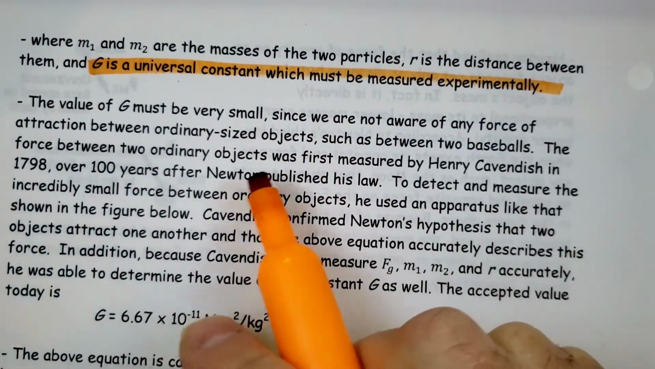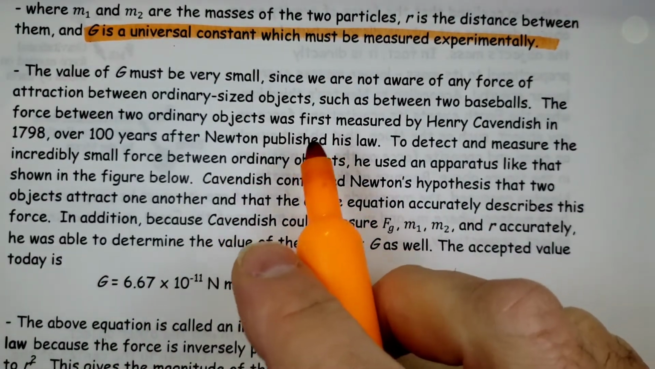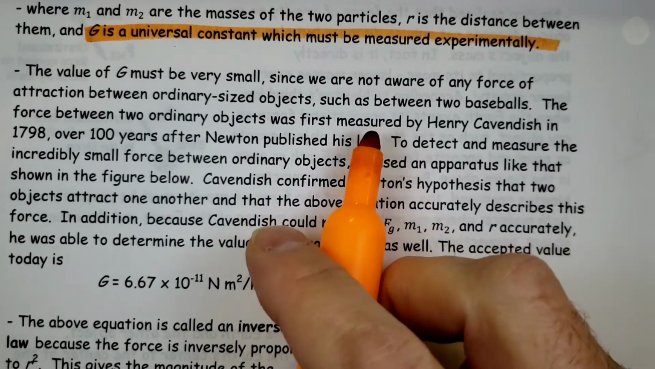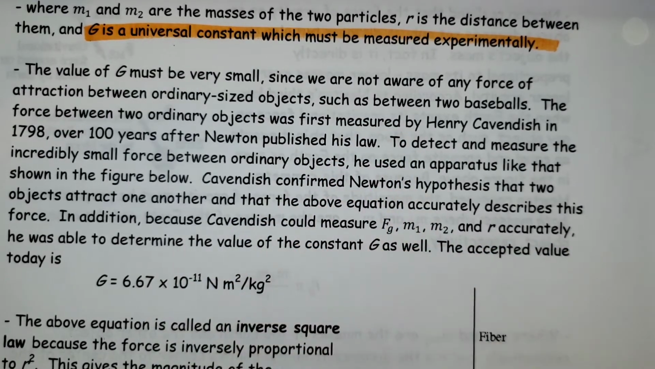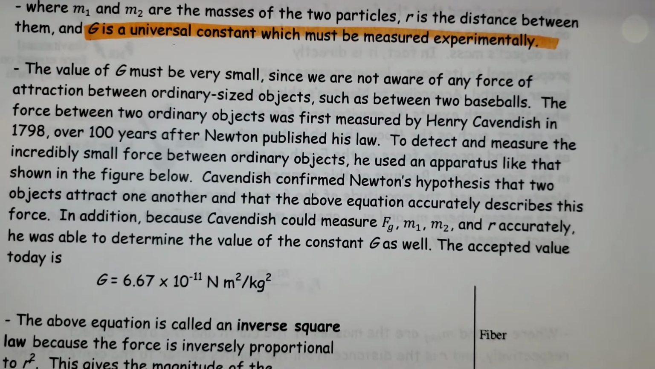The value of G must be very small, since we are not aware of any force of attraction between ordinary sized objects. If you have a baseball next to another baseball on the table, guess what? There's a force of attraction there, but we don't see it. So G must be really, really small. We see it coming into play when we're dealing with really big objects, such as Earth and something else.